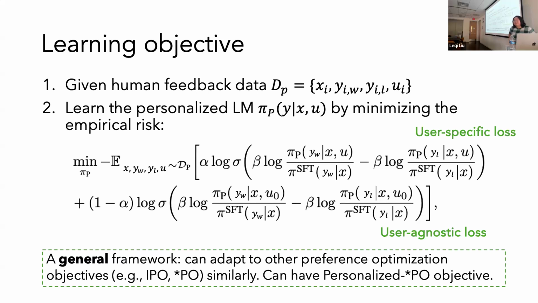And what does it do to have a weighted combination of these two losses? How is the user-agnostic loss affecting the user-specific loss? So the reason why we have both is mainly because we want to account for users we don't know.